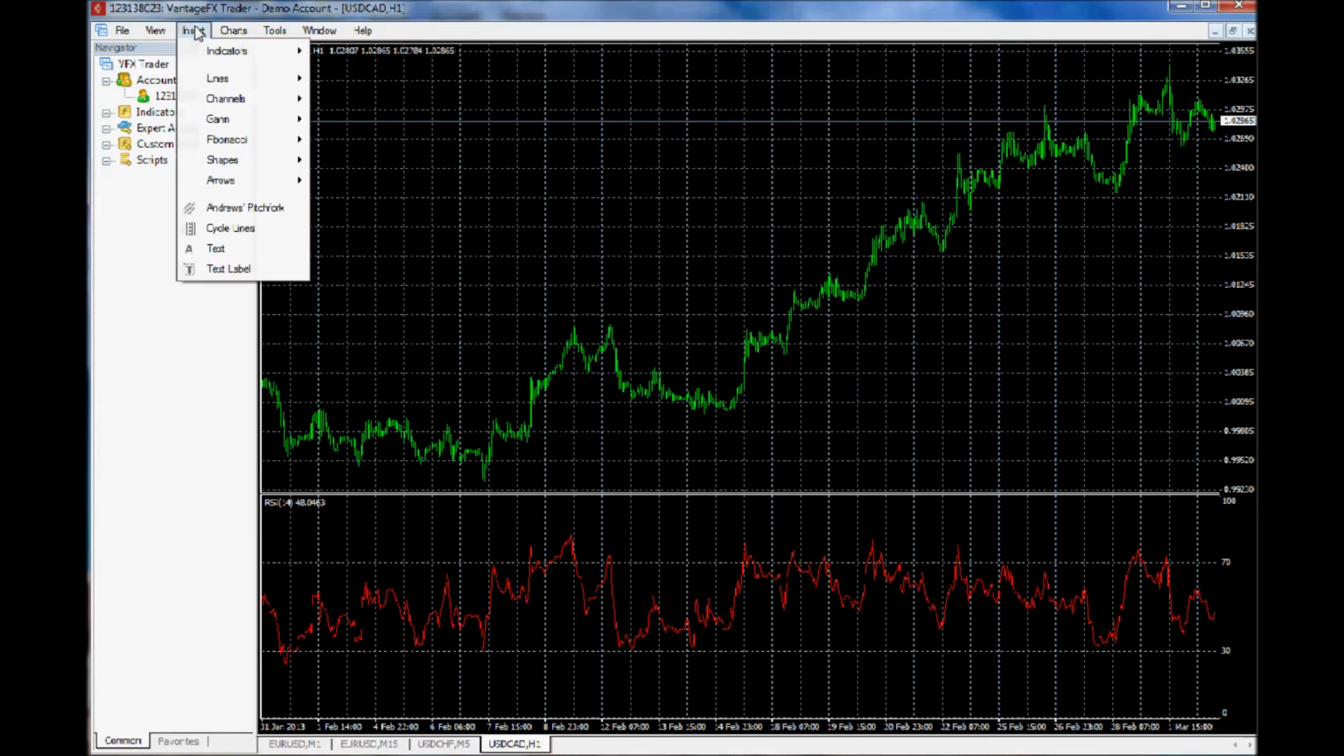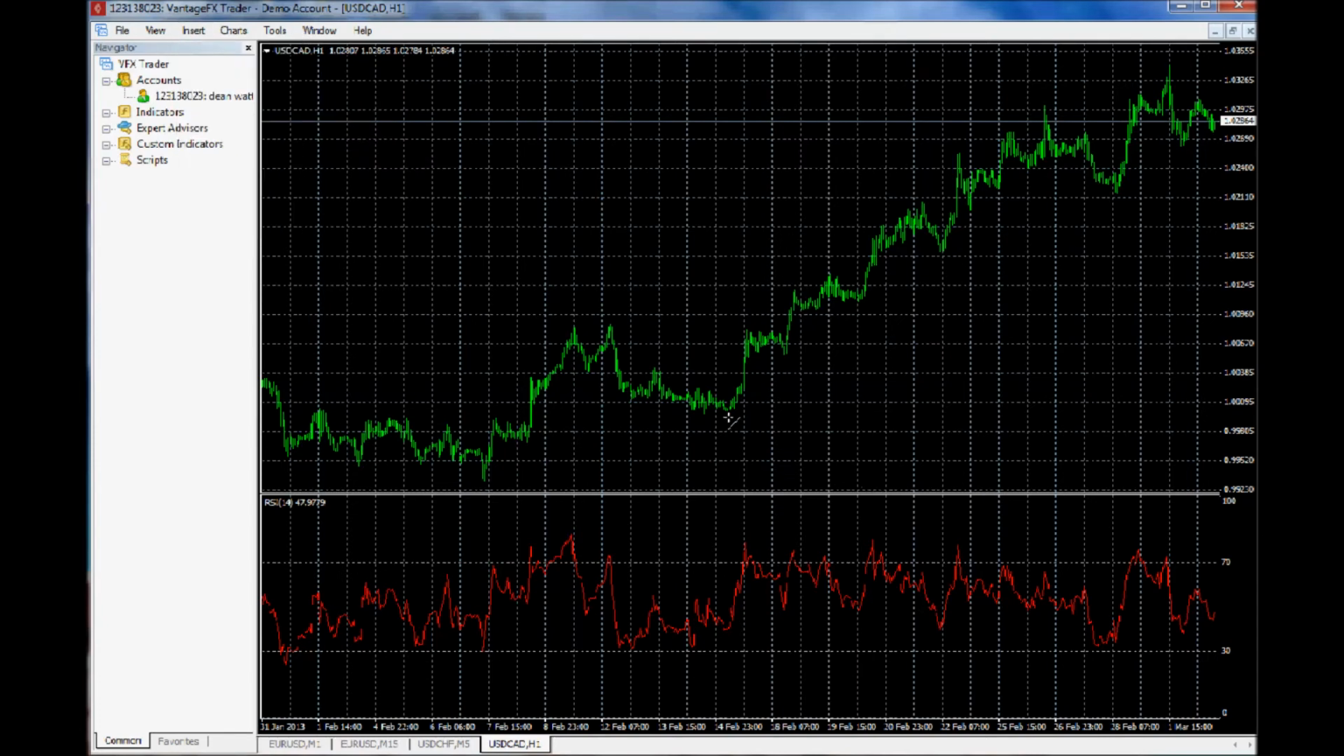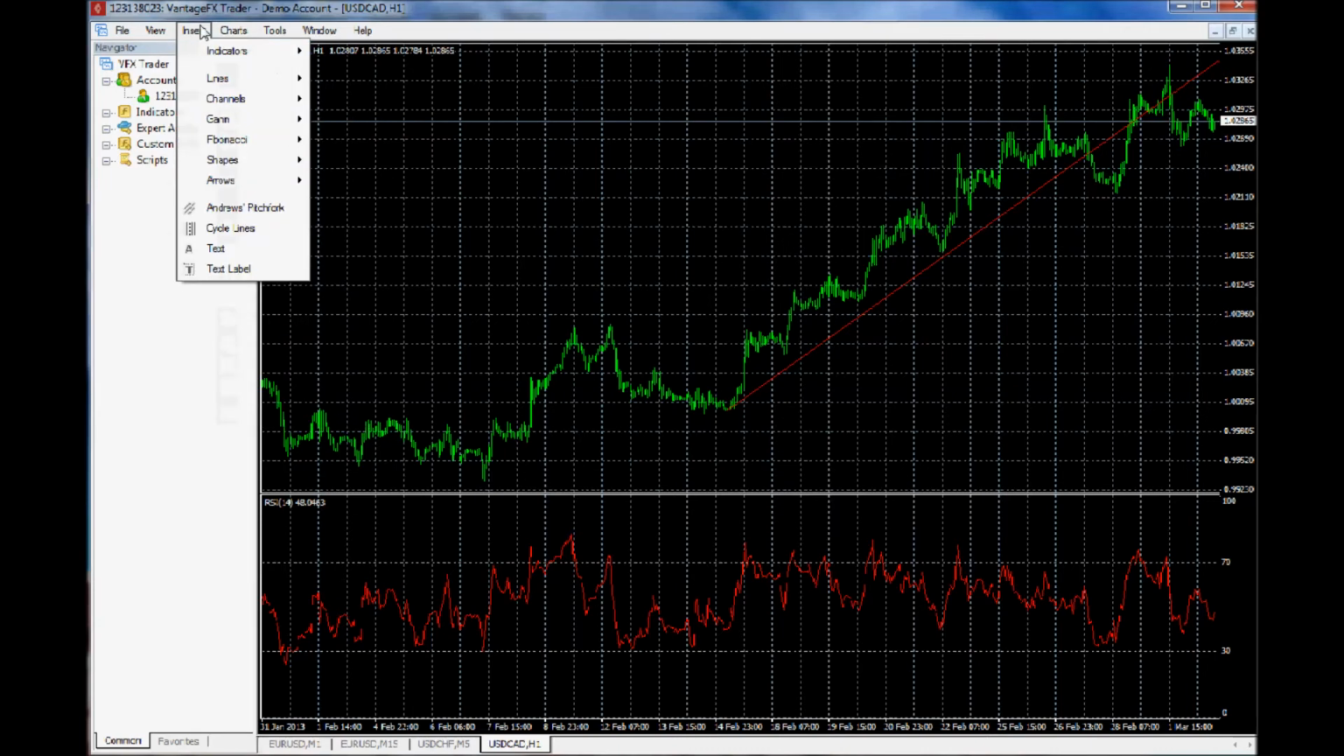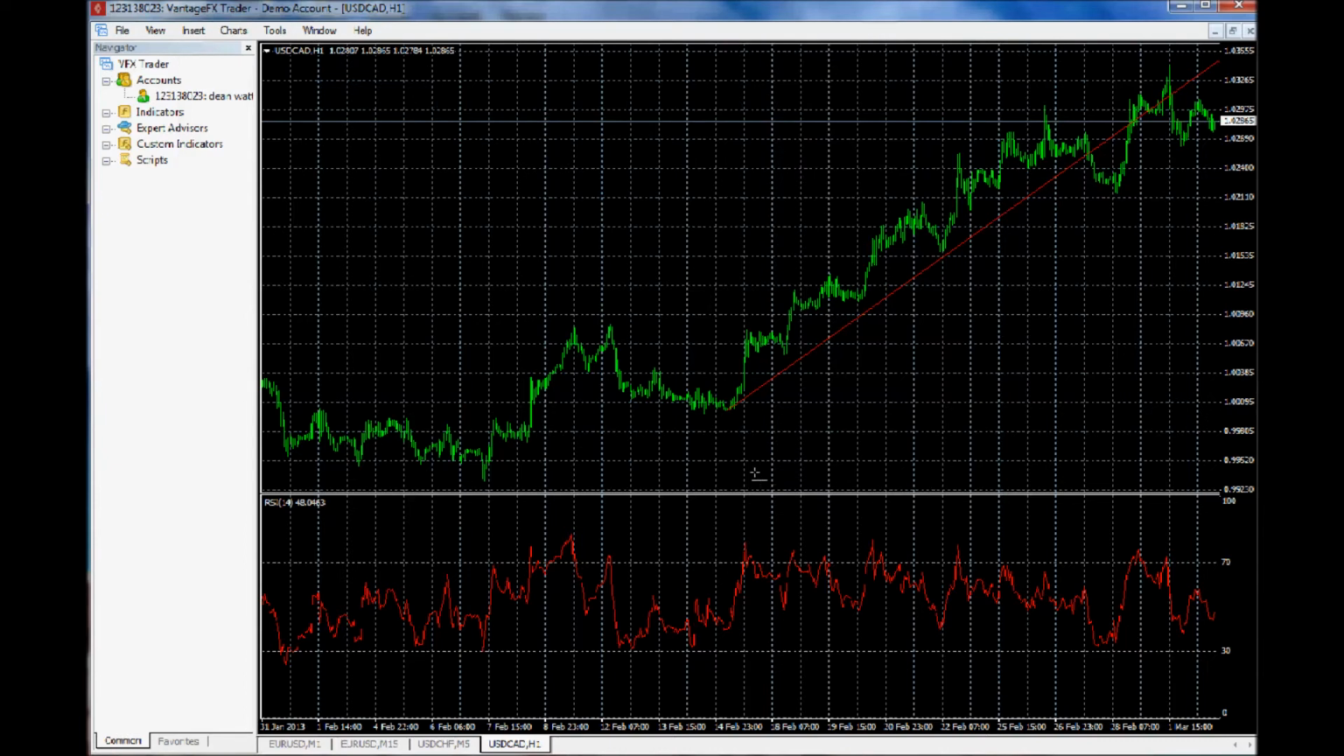Okay, so you can also look if you wanted to put say Gann lines in, or if you wanted to put Fibonacci ratios in, or if you wanted to put in a trend line, for example. We can just draw a trend line in, and we can say, right, okay, well that's the trend line there. And as you can see, we can just draw various different things in.